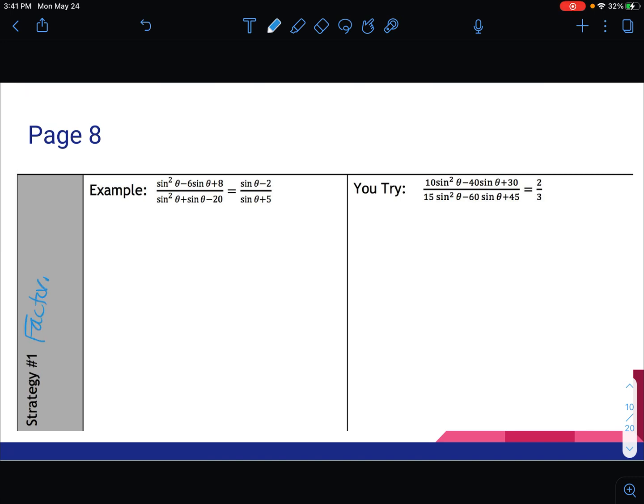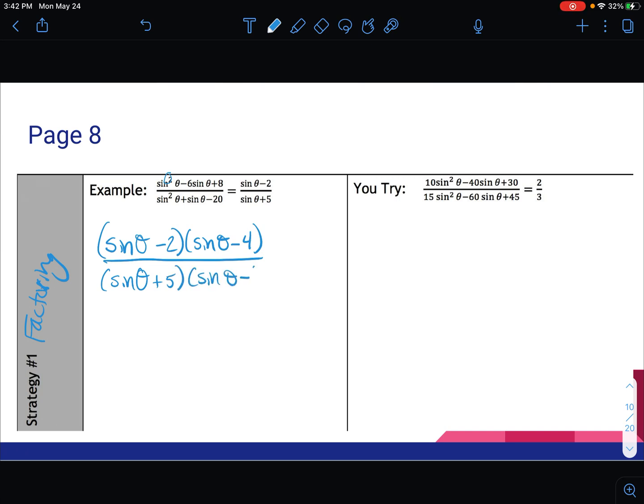Okay, so the first example here on page 8 is going to be strategy 1, which is factoring. Factoring will include taking out a greatest common factor and factoring if we perhaps have a quadratic or something else. So in this case, I can see that I do have a quadratic situation with the sine function. This factors into sine theta minus 2 times sine theta minus 4. And you can certainly use that area model if you like. The denominator will be sine theta plus 5 and sine theta minus 4, and that will work.